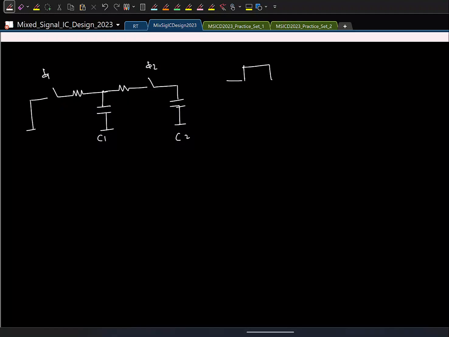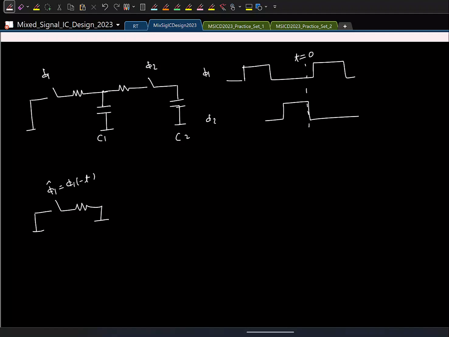Let's say this is clock phi 1. This is clock phi 2. Let's say I'm interested to find the sample value at the end of phi 2. So I'll define this as my time instant equal to 0. I'll form an adjoint network. This is phi 1 hat. This is phi 1 of minus t. This is phi 2 hat. And I'll apply an impulsive current at the output.